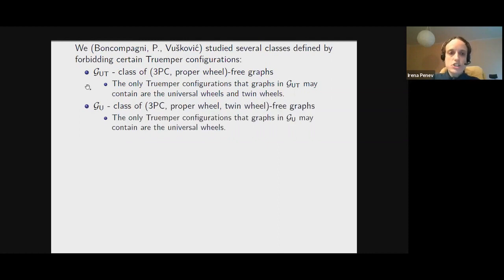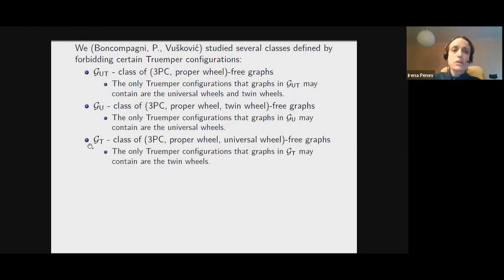And then we have this class GU. So that's the class of 3PC proper wheel twin wheel free graphs. So over there, you may have universal wheels. So that's this U for universal wheel. You may have universal wheels, but you forbid other configurations. And then similarly, we have this class GT. And what's that? Well, that's 3PC proper wheel universal wheel free graphs, meaning you may have twin wheels, but you cannot have any other Truemper configurations. So those were 3 classes that we studied.